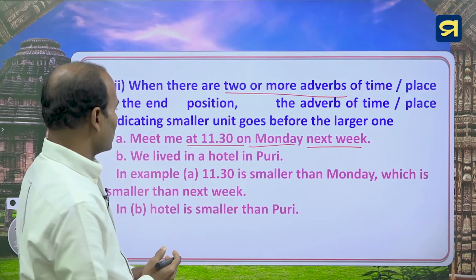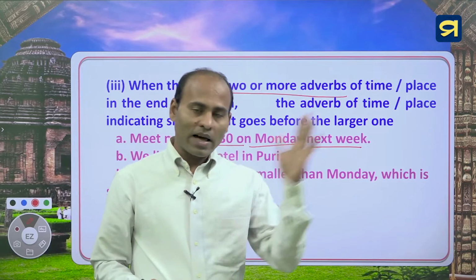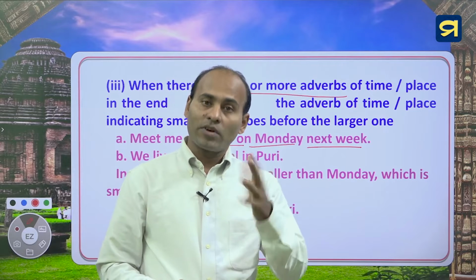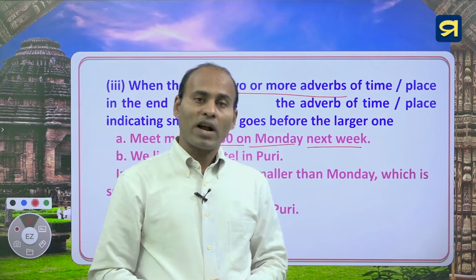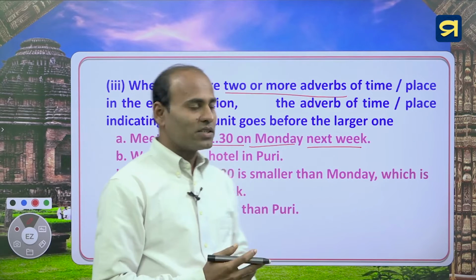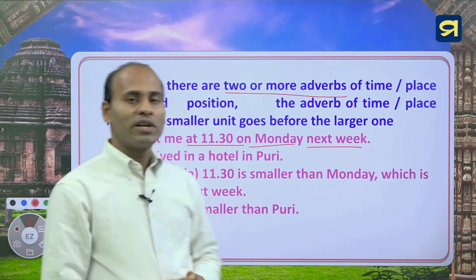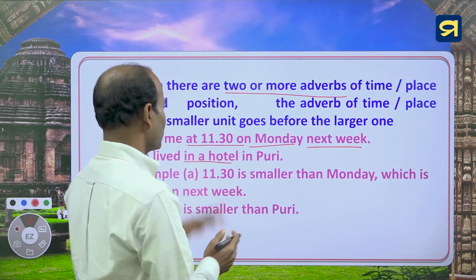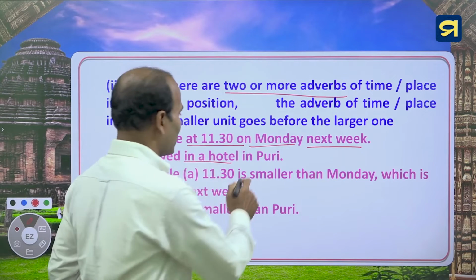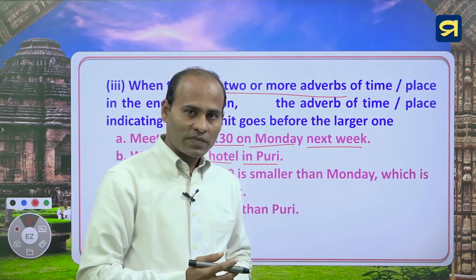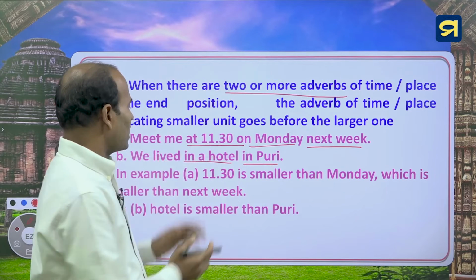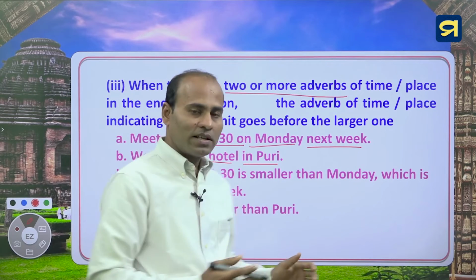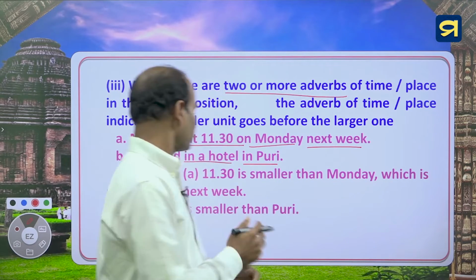We lived in a hotel in Puri. We have already discussed that if there are two or more adverbs of time or place, then what happens? Yes, you are right. The smaller unit comes first. So, in a hotel is smaller than Puri. That's why the smaller unit of the adverb of place comes first, then follows the bigger unit.